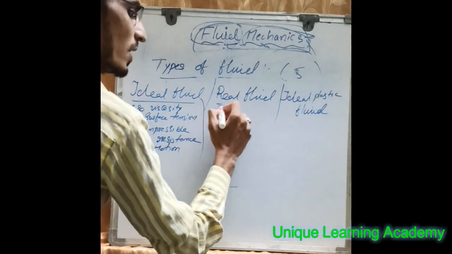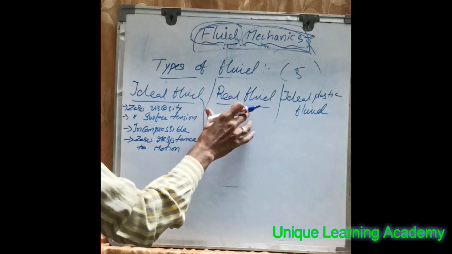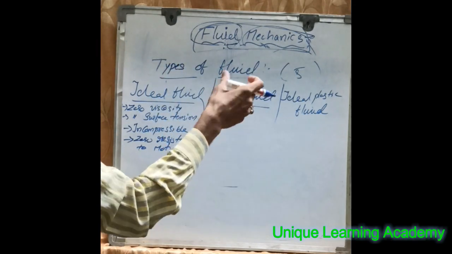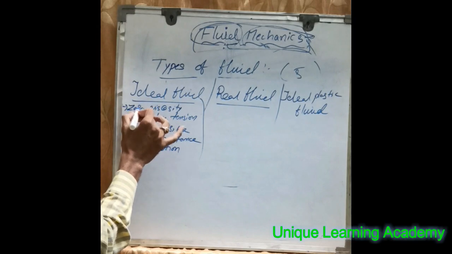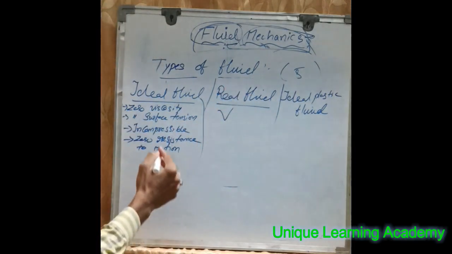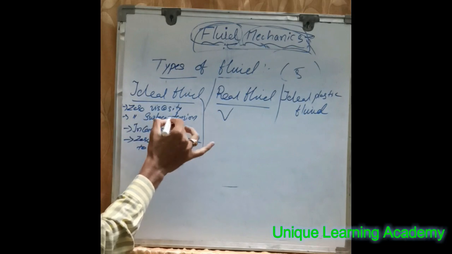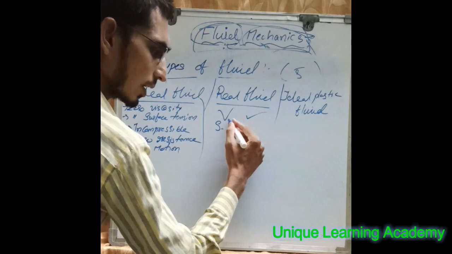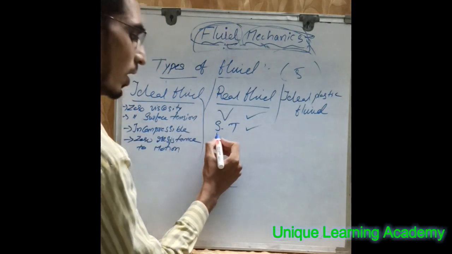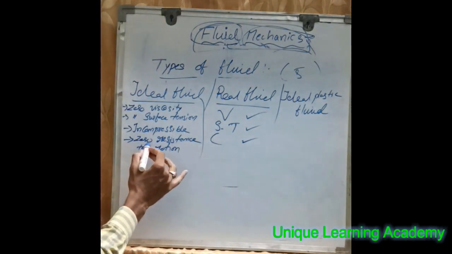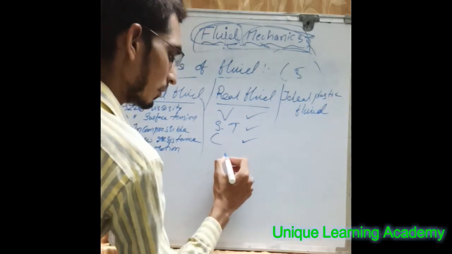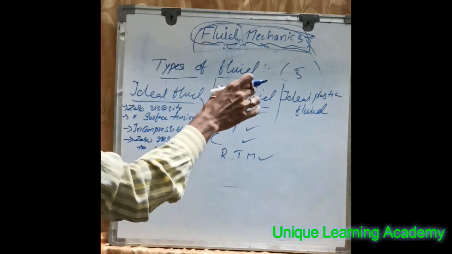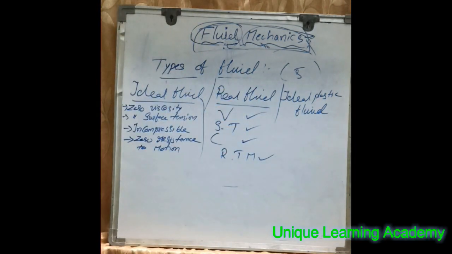Coming to the next one, the real fluid. Here we have the complete opposite of the ideal fluid. In the ideal fluid we have zero viscosity, but here we have viscosity. In the ideal fluid we have zero surface tension, but here we have surface tension. Here it is compressible, whereas the ideal fluid is incompressible, and here we have resistance to motion. All these properties are considered in the real fluid.